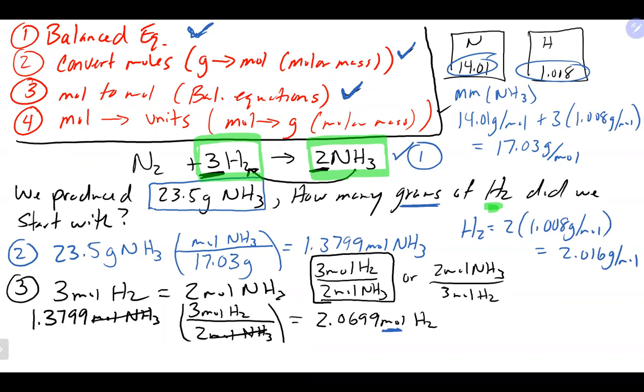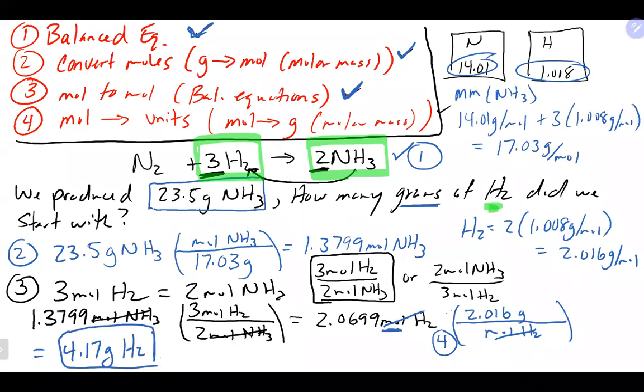And if we do that there, we'll just continue on with step number 4 right there. We'll kind of use the space. We're going to multiply by the 2.16 grams per mole of H2. The moles will cancel, and that will get us 4.17 grams of H2, I believe, we're required.